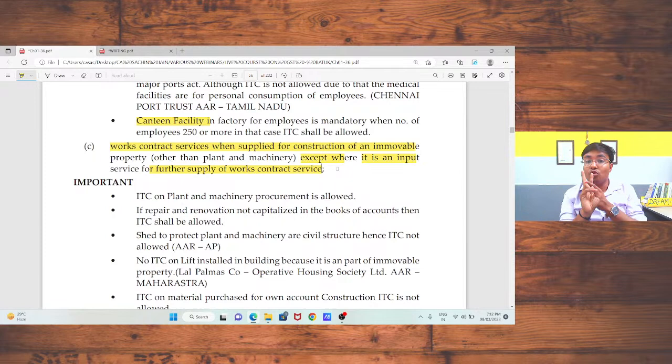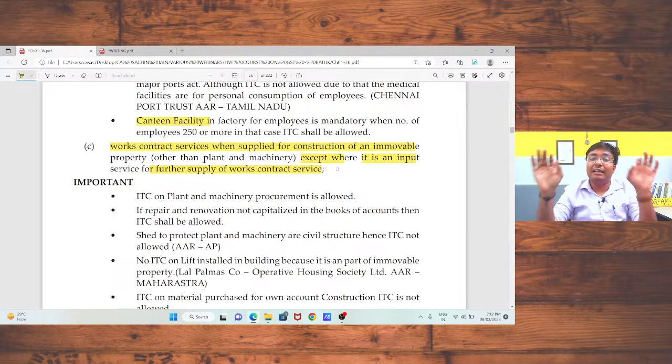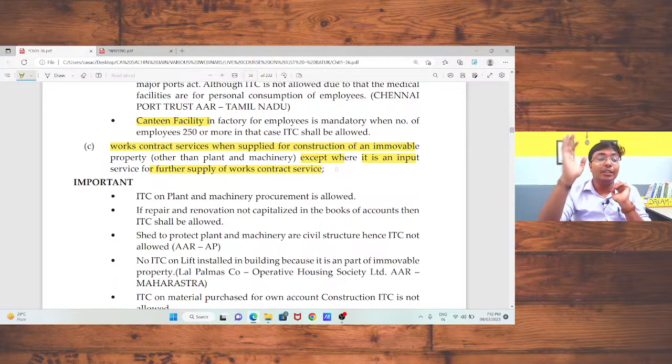Okay sir, there are two concepts. If the works contractor is going to use those inputs or input services for further supply, input is allowed. If I am going to use that product or services myself, in that case it is not allowed. But on account of plant and machinery, input tax credit is allowed.